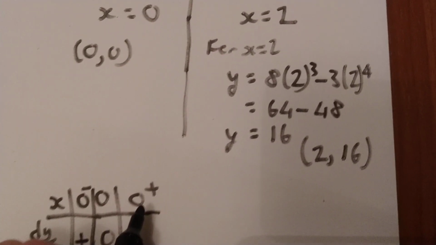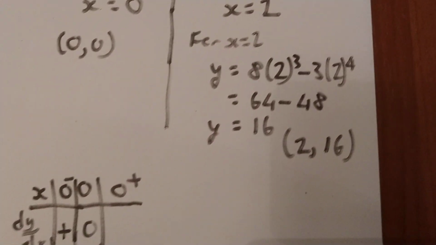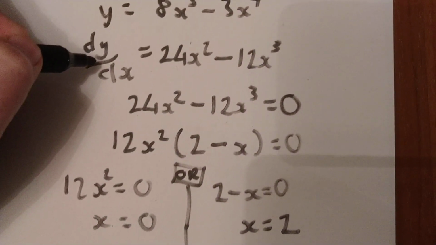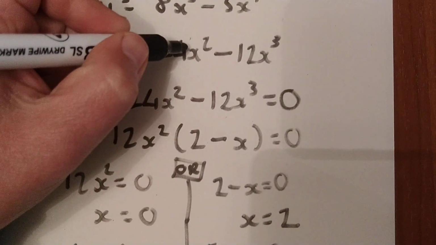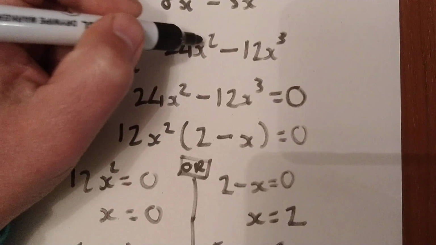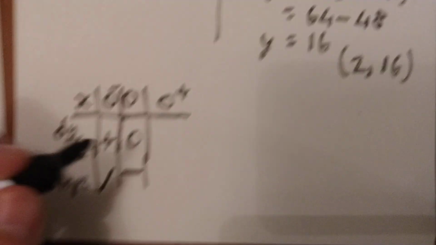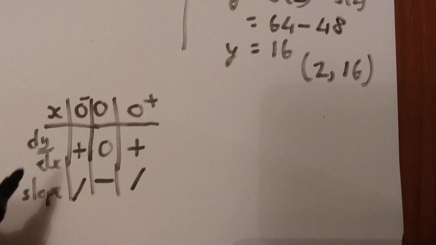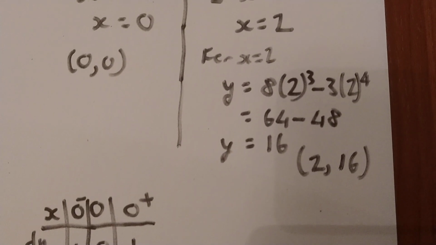A number between 0 and 2. So I'll use 1. That's a nice simple number to put in. Again, in my gradient formula. 24 times 1 squared. Take away 12 times 1 cubed. 24 take away 12 is 12. That's positive. So again here, positive answer. So this, in fact, 0, 0 was a point of inflection.